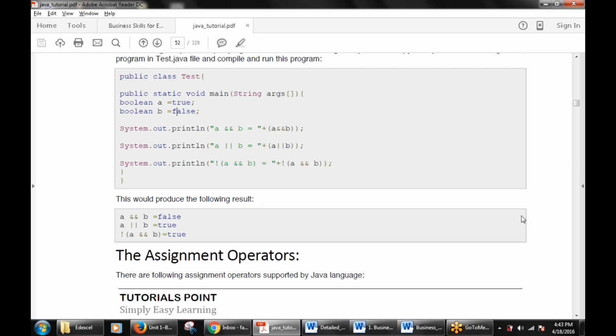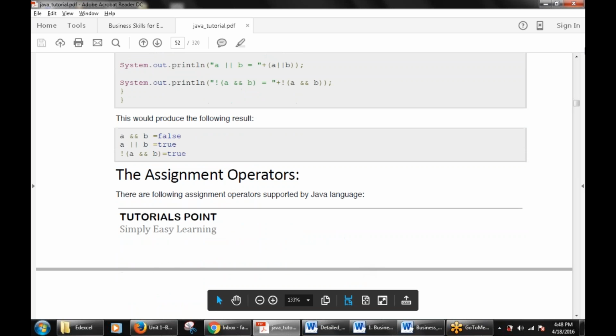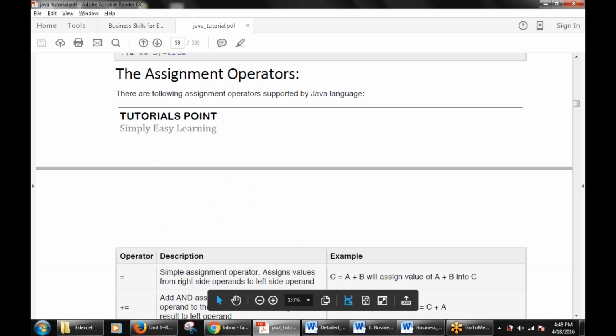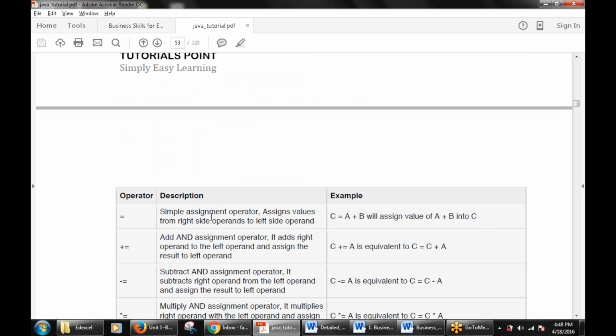Next is the assignment operator. So there are two types of operator. One is a single equals to, one is a double equals to. Single equals to is used for the assignment operator, and the double equals to is used for checking the equality operators. If I want to assign some value, for example, a equals to 10, that means assigning the 10 value to the a variable. So that is a simple assignment operator.